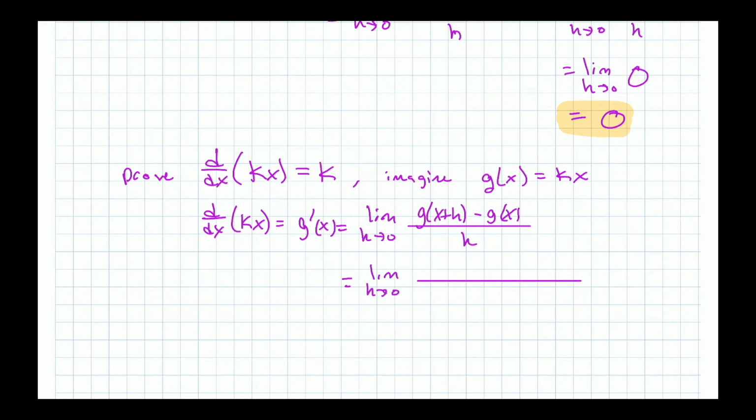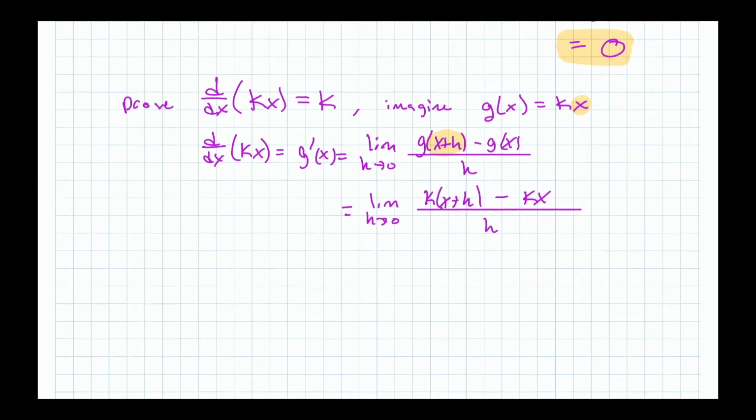You've done these before. We're going to be putting an x plus h in just for the x. So when you evaluate g of x plus h, it's k parentheses x plus h, minus g of x, which is just kx, over h.